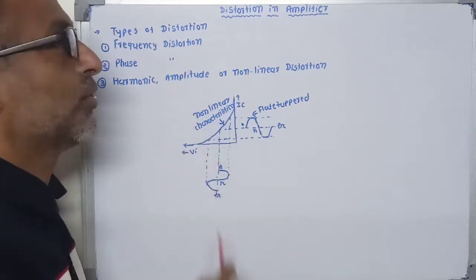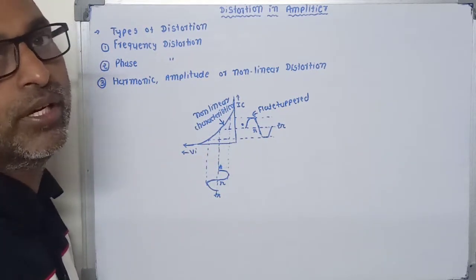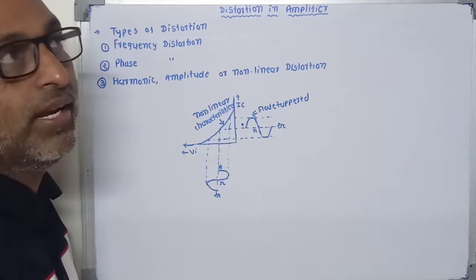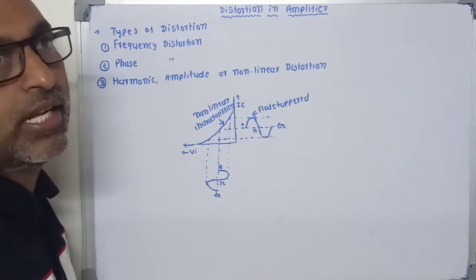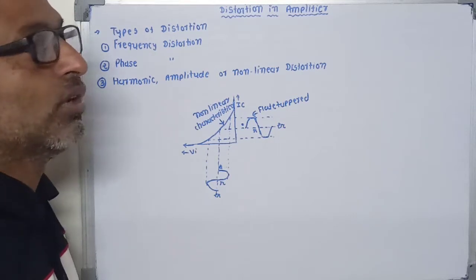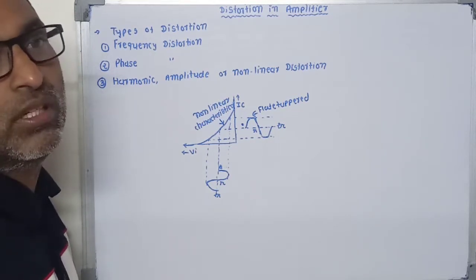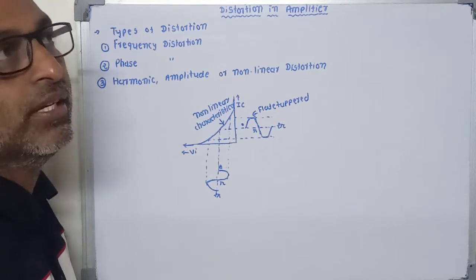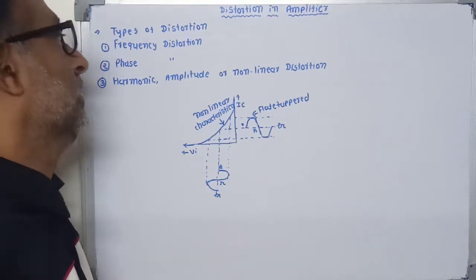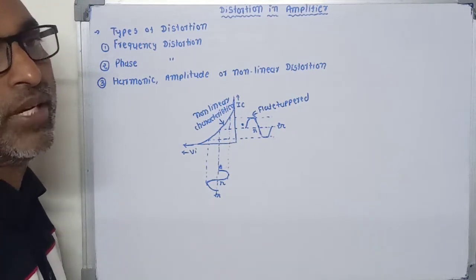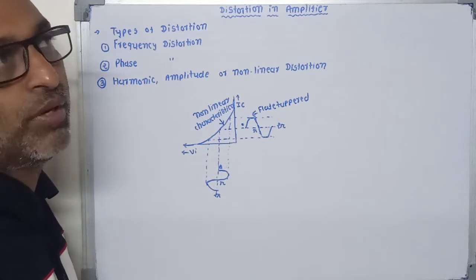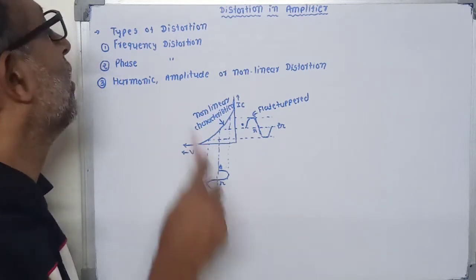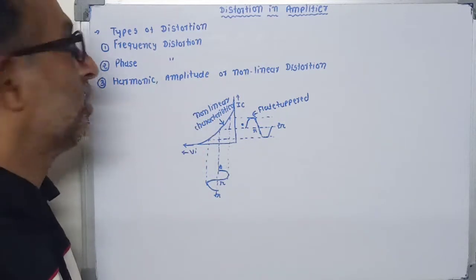Second, phase distortion. The angle between the input wave shape of the signal and the output wave shape is zero. That means there is no angle. That's why the output of this amplifier will be distortionless. But if there is a phase angle between the input waveform signal and the output waveform signal, it is called phase distortion.